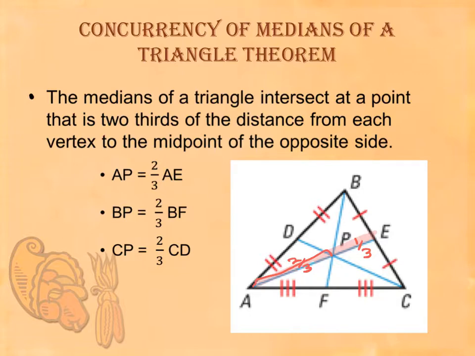Then you can go and find the other median. So let's say we have BP here, or BF first, and then the length of BP is 2/3 the length of the entire median. And then you have this other median, which is CD, and then you could see that from the vertex to the midpoint, or to the centroid, this is also 2/3. So it splits it into 2/3 and 1/3.